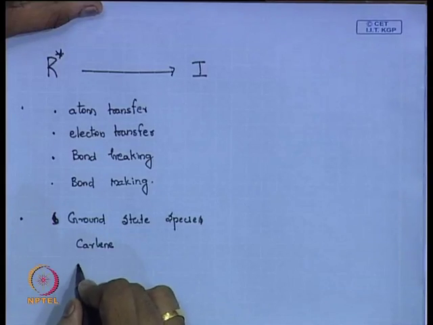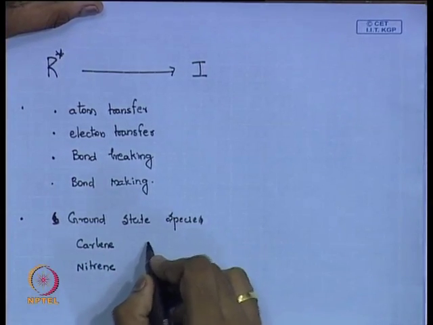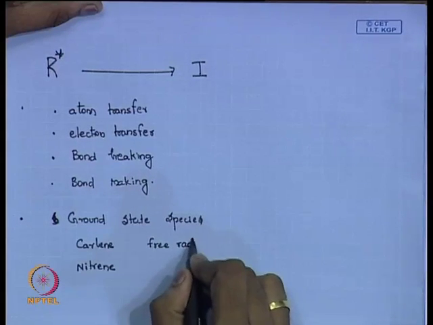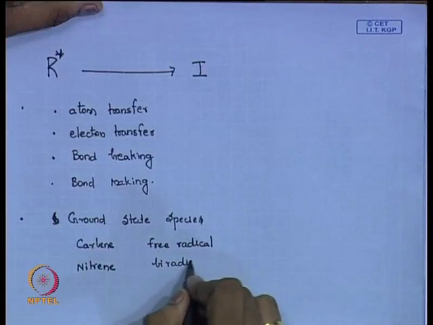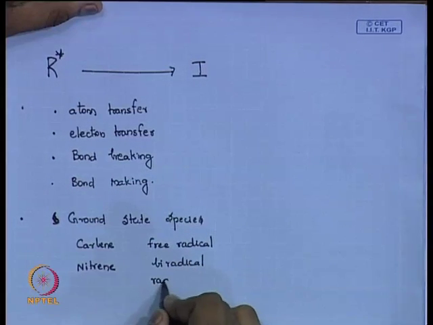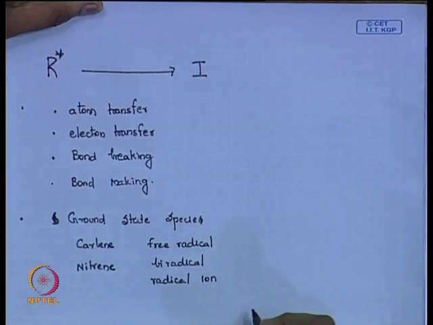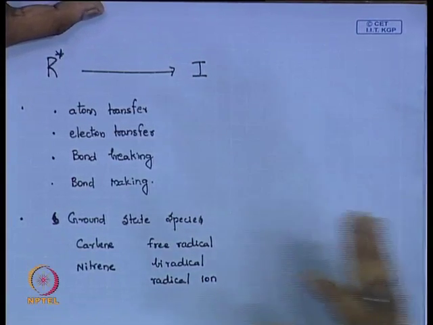You can have your nitrene, you can get free radical, biradical, radical ion, like carbocations, carbonium, all these things will get into an intermediate species. So, this is your I.